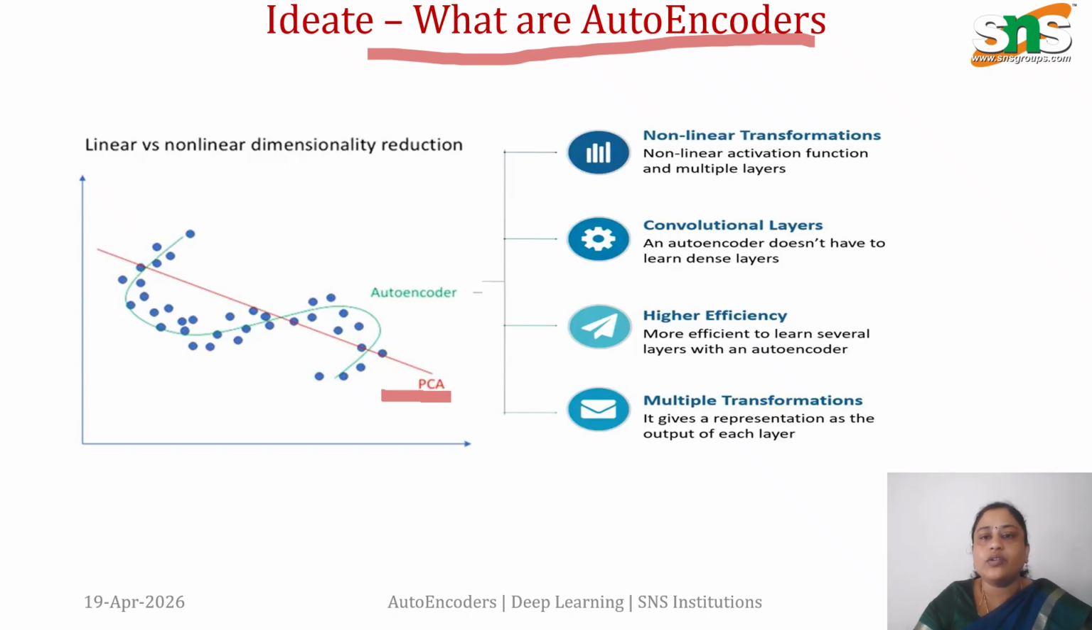But autoencoders differ from principal component analysis because of characteristics like nonlinear transformation. That is, it introduces nonlinearity into your network using activation functions, and autoencoders need not learn only dense layers, since they can have many convolution layers as well. It is more efficient, so it can learn several layers within a single autoencoder itself. The last thing you can see is multiple transformations, so it gives a different representation as the output at the output layer.